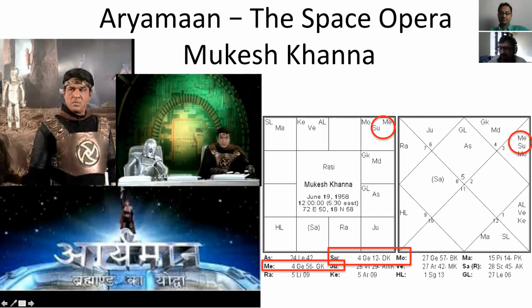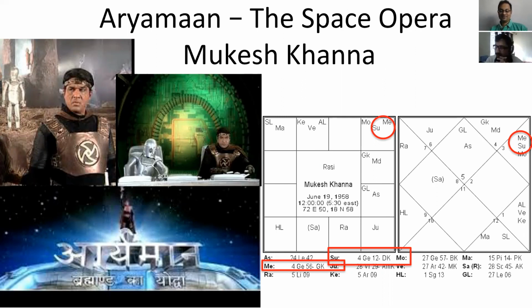One thing I wanted to show was the Sun-Mercury combination. Look at the Sun and Mercury. Both are within 4 degrees. It's a very tight conjunction. So Sun and Mercury conjunction can potentially act as Uttara Phalguni. And remember, he was famous as Bhishma Pitama, the great elder, and his company is named Bhishma International. And he literally played in a space opera called Aryaman, so clearly energies are operating.